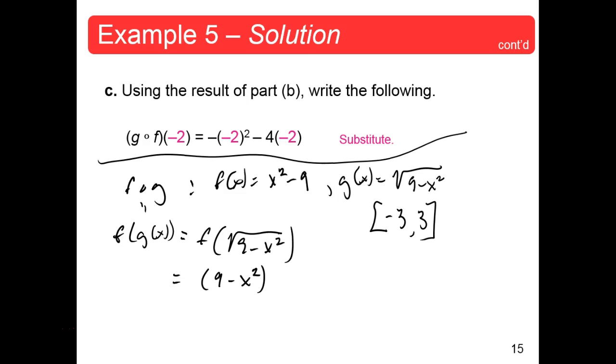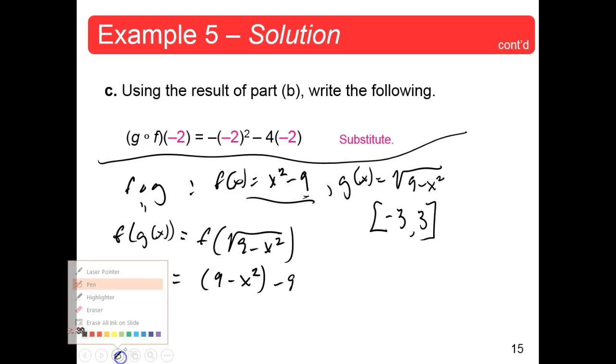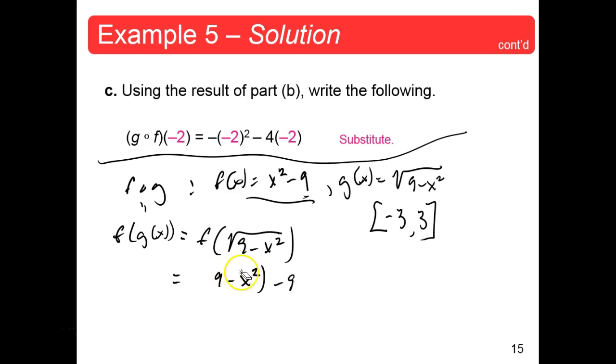So that's the first part. And then you do what with that? Subtract 9 from it. There's your f function: square what's inside, and subtract 9 from it. These parentheses don't do you any good here. I put them there for emphasis, but let's go on and take them out. And what does that give you? Minus x squared.